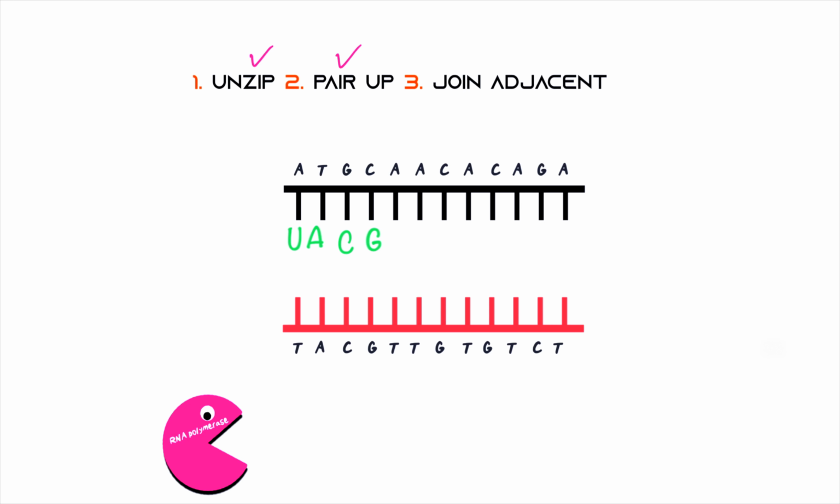Still, I need one last important step. And that means what? That is the joining of the adjacent bases. So what am I going to do here now? We'll take a look at those bases. As you can see, they're only weakly bonded to the DNA strand.